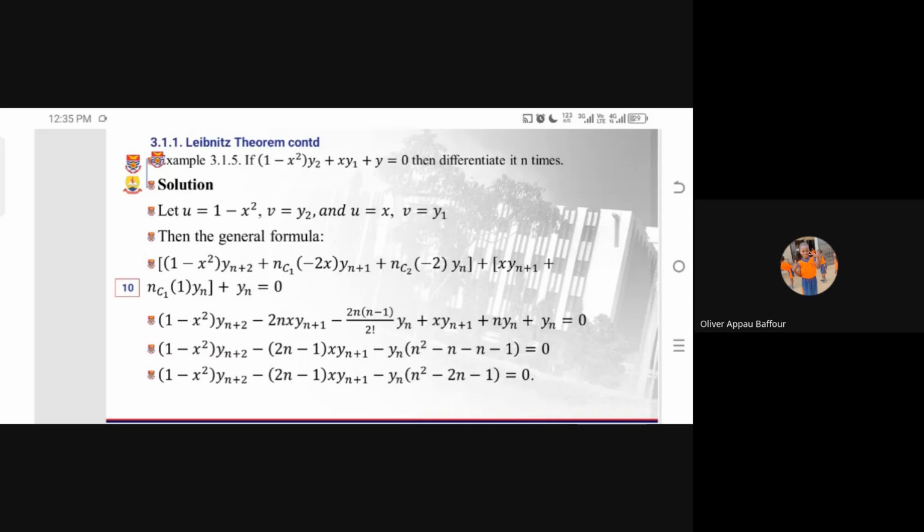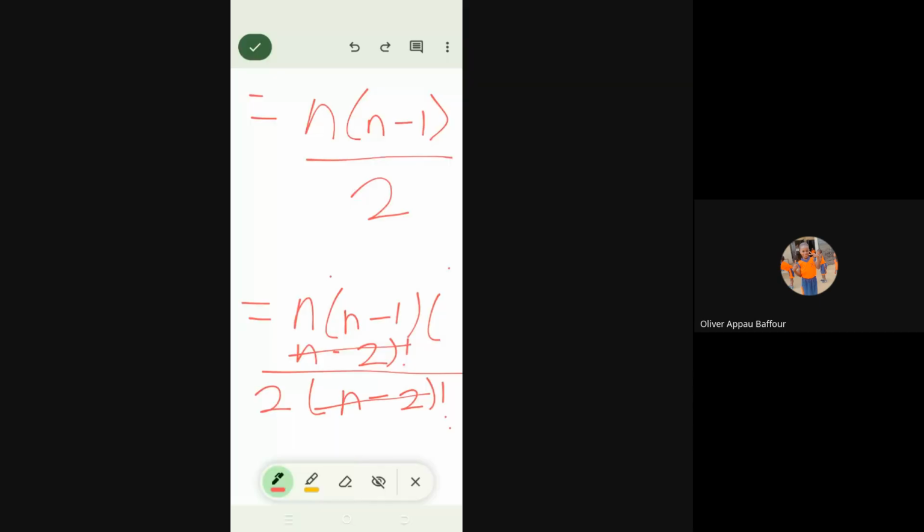And then let's find our v. Our v is what? y2, right? Let's find v1. What will be v1? The differential of v1 will be what? The differential of v2 will be what?